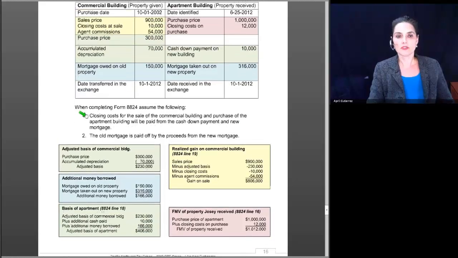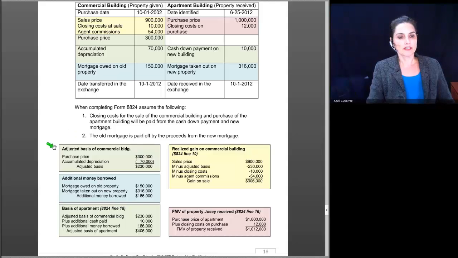When completing the 8824, we need to assume the following. Closing costs for the sale of the commercial building and the purchase of the apartment building will be paid in full from the cash down payment and the new mortgage. The old mortgage is paid off by the proceeds from the new mortgage.